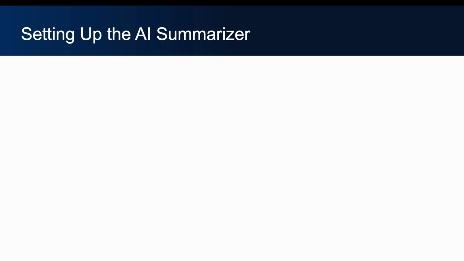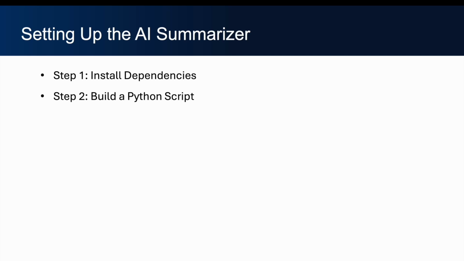Let's look at setting up the AI summarizer. So first step is to install the dependencies. We'll go ahead and install requests and Gradio if you don't have them. Next, we're going to build a Python script. We'll call it text_summarizer.py and add some code in there and run it. That's our step 3, which is running the script and seeing if it works perfectly for us.